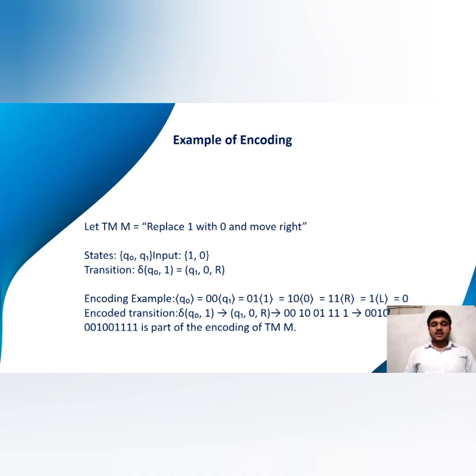In the encoding, q0 is equal to 00, q1 is equal to 01, 1 is equal to 10, 0 is equal to 11, R is equal to 1, and L is equal to 0. So encoding the transition delta of q0 and 1 goes to q1, 0 and R becomes 0 0 1 0 0 1 1 1 and 1. It goes to 1 0 0 0 1 0 0 0 1 0 0 1 1 1 1, which is a part of an encoding of a Turing machine.